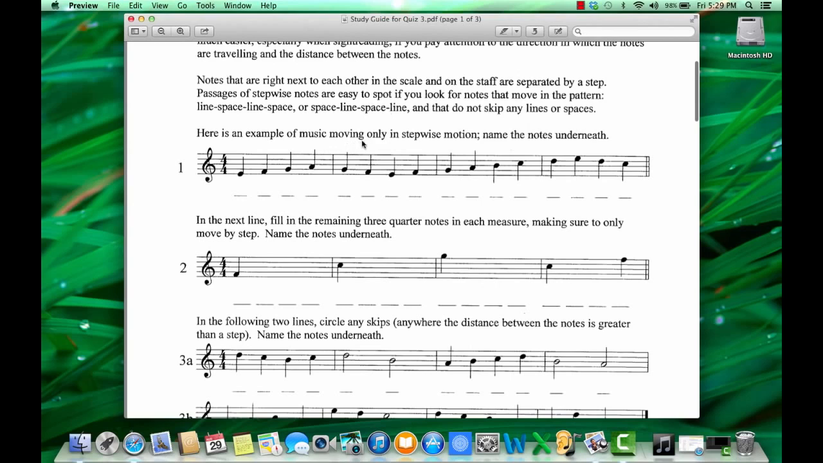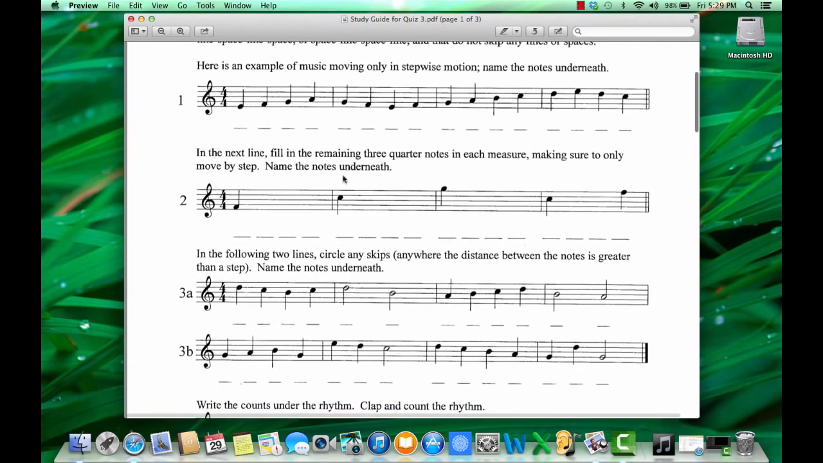Here's an example of music moving only stepwise motion, which means it doesn't skip any notes. E, F, G, A are all consecutive notes. They all are one note to the next going up. G, F, E all go down without skipping any notes in between. F, G, A, B, C, D, E, D, C. Those are the answers to the notes underneath.